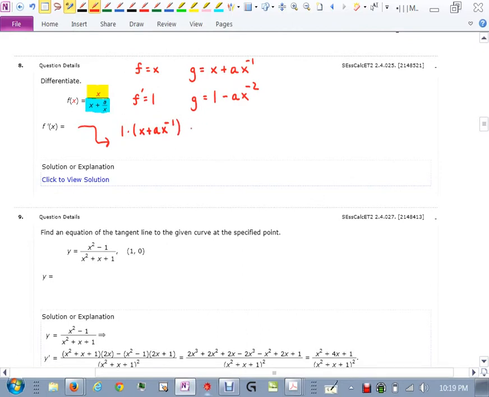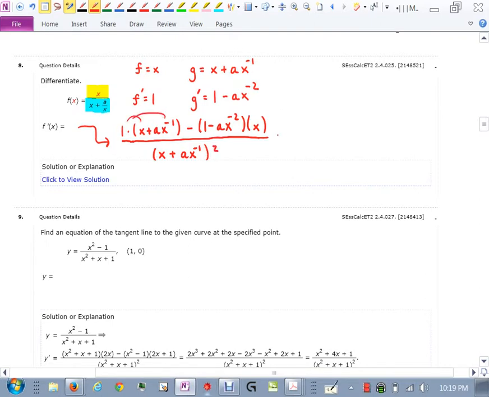Okay, and then minus the derivative of g. I forgot to put my g prime mark there, that's why. It is 1 minus a x to the negative 2, and then times f, which is x, all over the g, which is x plus ax to the negative 1 squared. Ooh, this is ugly.